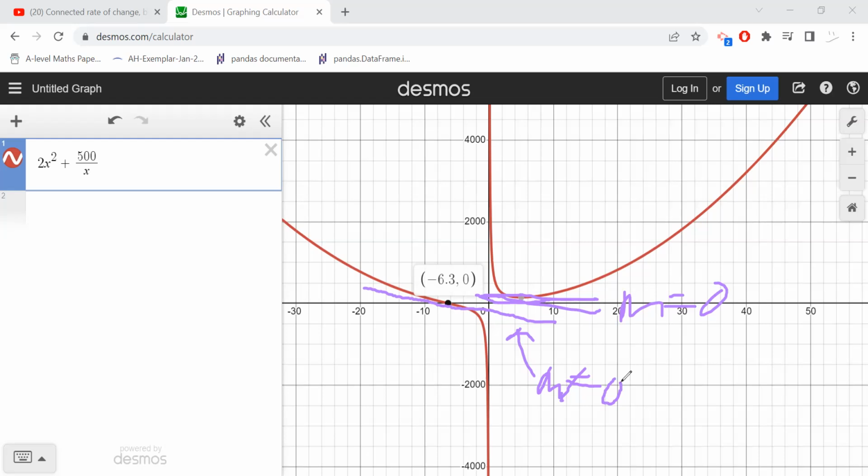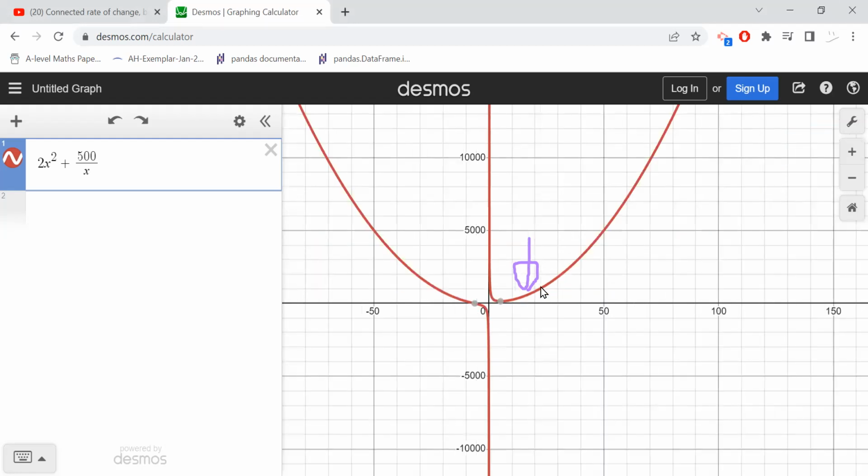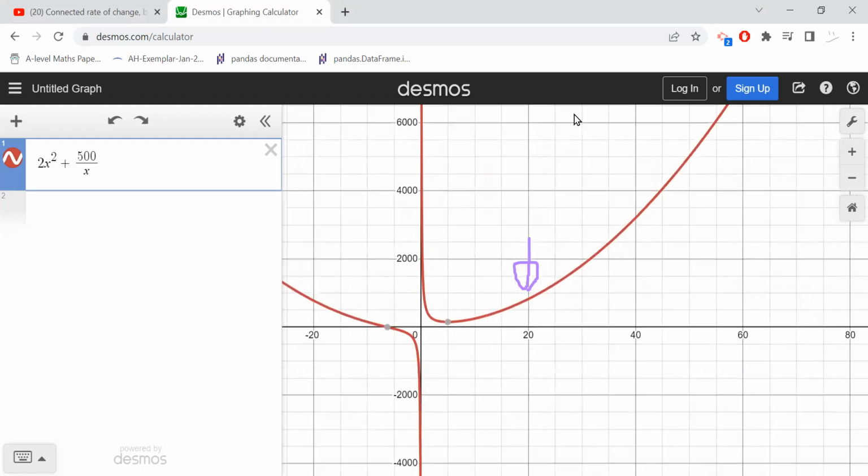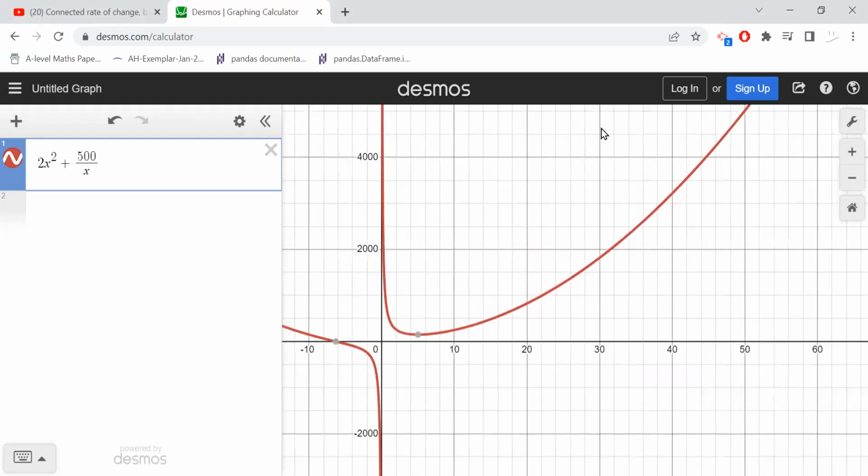Only at this point here. Oh, maybe just clear everything. Only at this point here, which is negative 5, 150. That is your stationary point where the tangent is equal to 0. The gradient of the tangent is equal to 0.